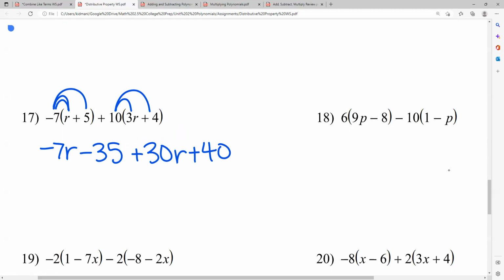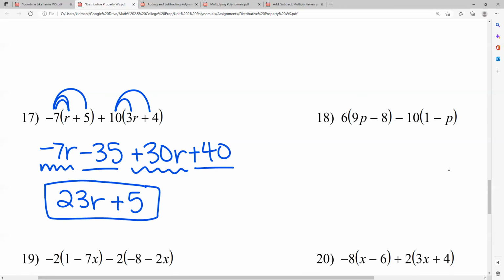Now we want to combine together the pieces that look alike. So we're going to start with our r's. I've got a negative 7r and I've got a 30r. Negative 7 plus 30 is going to be 23r. Don't be afraid to use your calculator to calculate these things, right? A calculator is a tool, not a hindrance. Then we've got our negative 35 and our positive 40. So negative 35 plus 40 gives us a positive 5. So you can see how on these ones, we just do that distributive property twice.